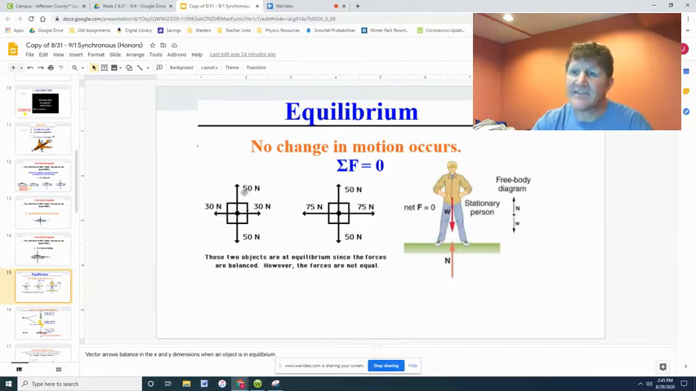But in either case, if it's in equilibrium, as this one is, all the forces that are acting on it cancel out and they equal zero. So the sum of the forces, sigma F, equals zero. There is no net force. Same situation here: 50 up, 50 down, they cancel out. 75 right, 75 left, they cancel out. Sum of the forces equals zero, okay?